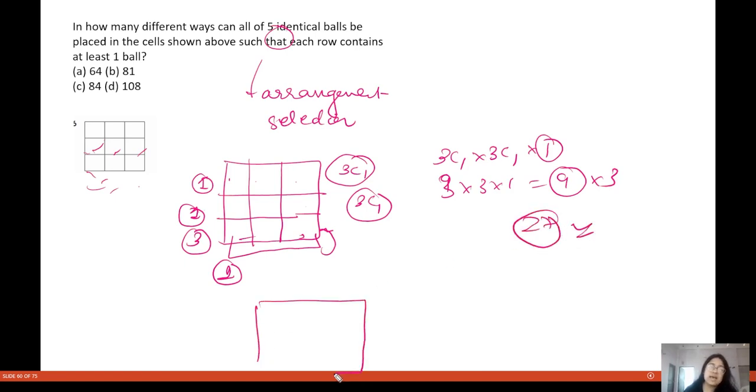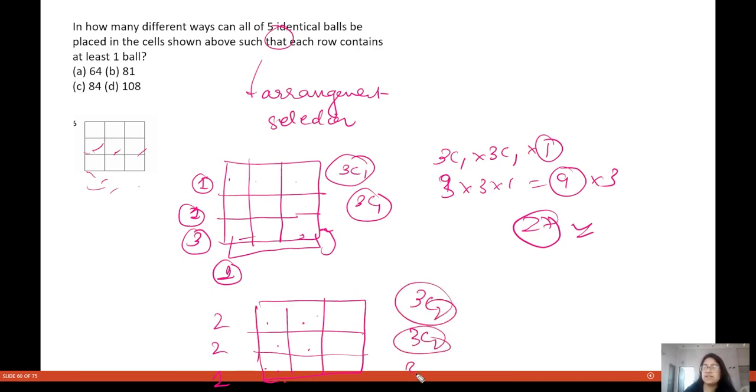Okay, now you have this. So now what we are having here is one case we have already considered, 311, and then one case is 221. So we can choose two places here, and we can choose one place here. So we can select this in 3C2 ways, we can select this in 3C2 ways, and we can select this in 3C1 way.